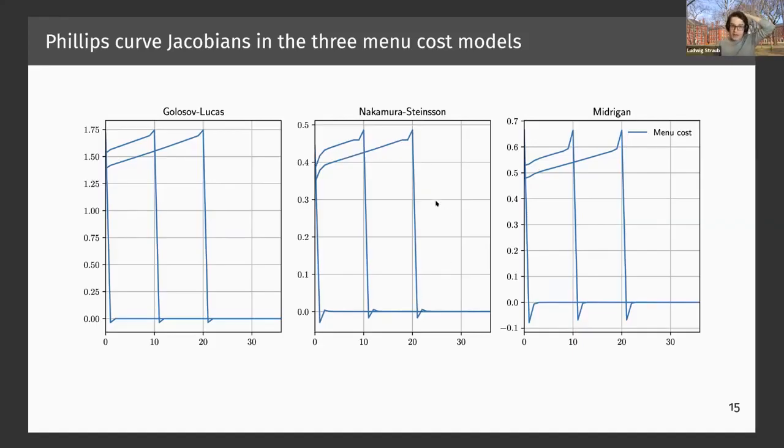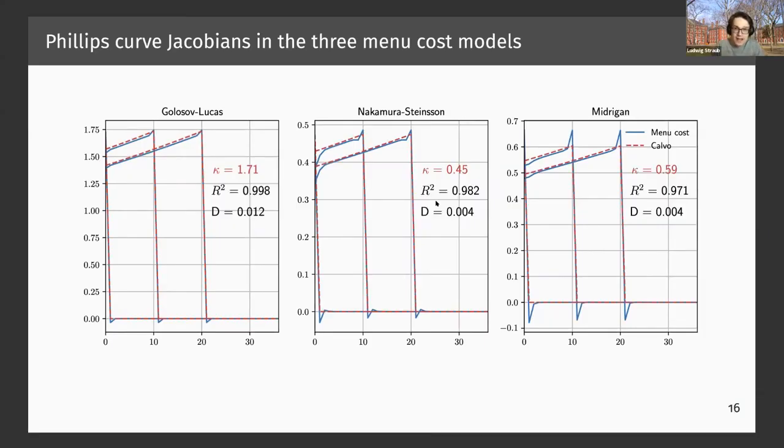And again, if we try to fit the Calvo model to match these Jacobians, we see that they actually do a pretty good job of matching it. Now, it's not as good as for the nominal price Jacobian. So for example, for the Midrigan model, you see that it's a bit more spiky around the time of the shock. And for the Nakamura-Steinson model, it's a bit off initially, but overall, the fit is really great.